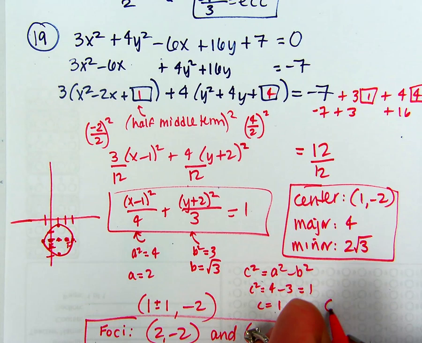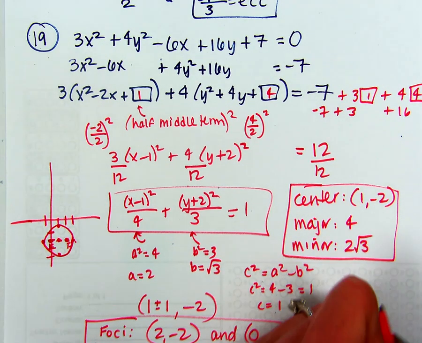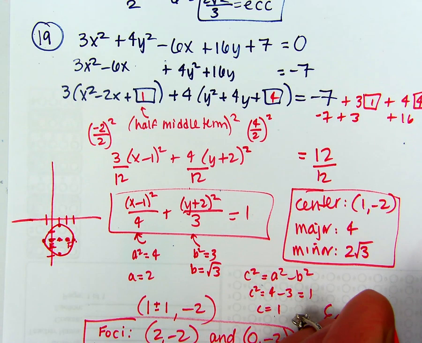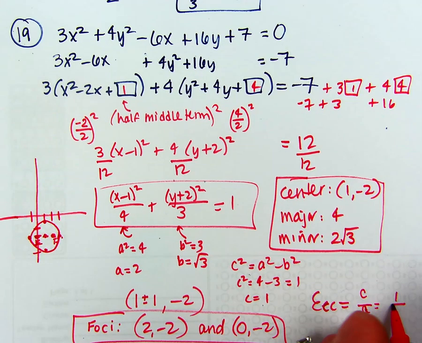And then the last thing is your eccentricity. All right, so that is c over a. C is 1 and a is 2, so my eccentricity is a half.